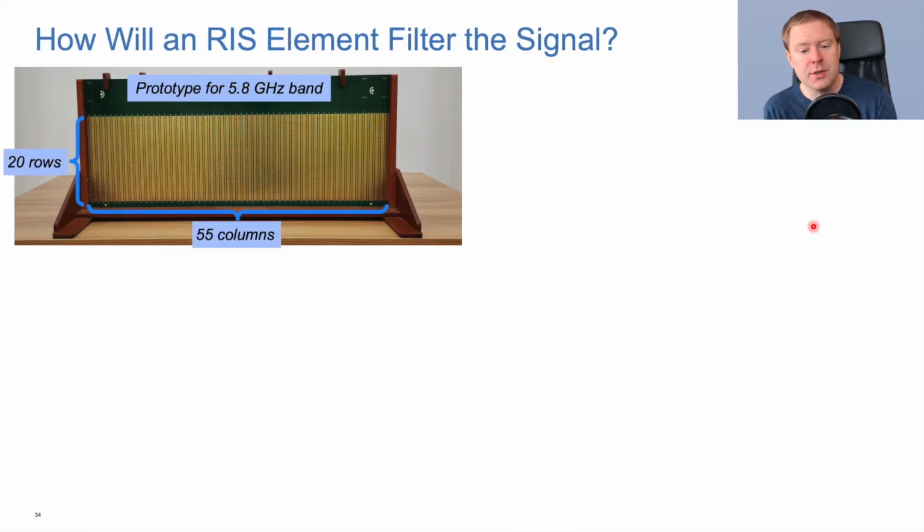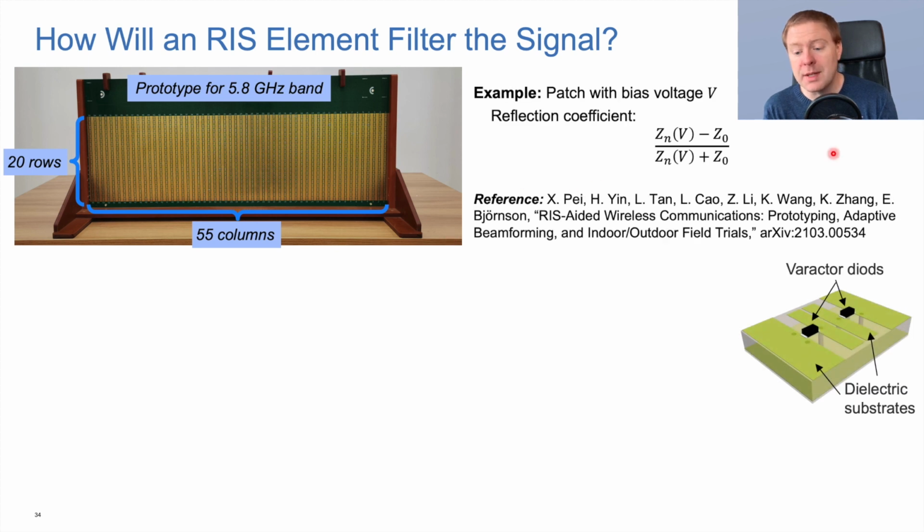So what can we do within the surface? Well, here is a description, a prototype for the 5.8 GHz band. It contains 20 rows with elements and 55 columns with elements, so there's over 1,000 elements here in total. And it's described in this paper of ours.